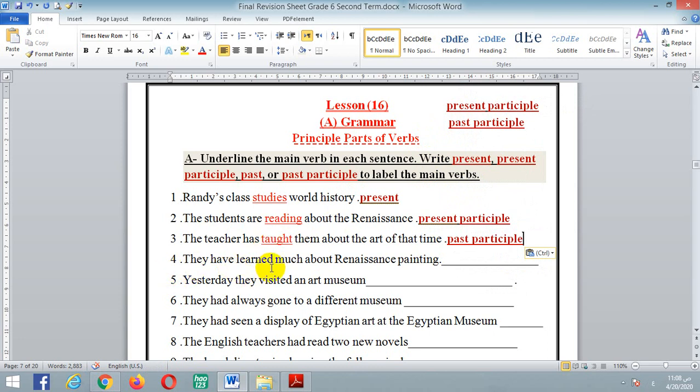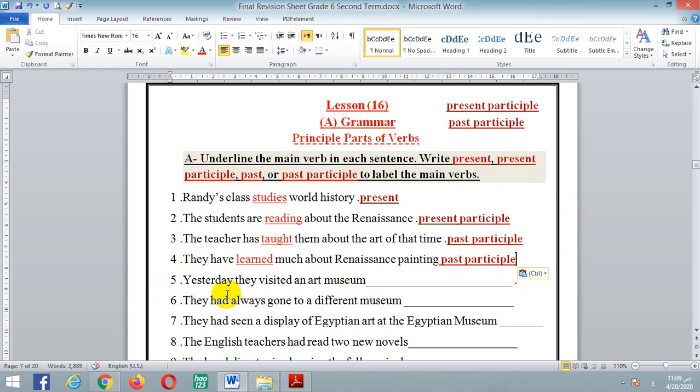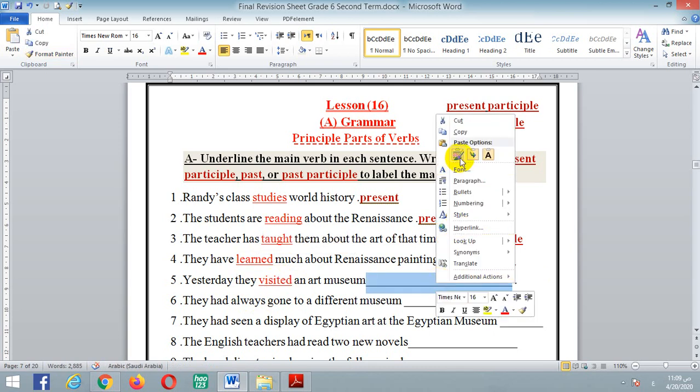Number 4, they have learned much about Renaissance painting. So here the main verb is, yes, excellent, learned, okay? Why past participle? Because it comes after have, has, or had. So past participle. Number 5, yesterday referred to the past, and so the main verb here is visited, and visited is verb plus ed, so it's past.